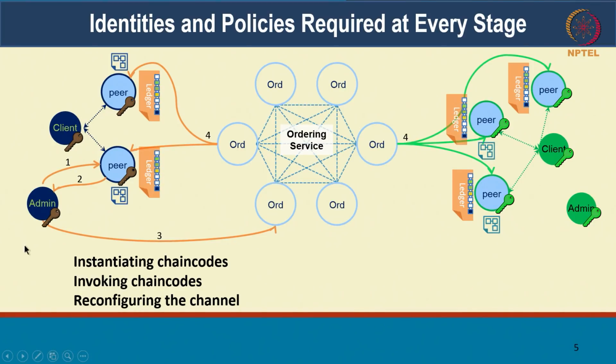Then there is instantiating chain code. This is done at the channel level. Once you have the chain code process itself running, you will have to tell which channels it needs to execute on. So then the admin is going to invoke this instantiate chain code call, and it's going to try and instantiate the chain code for a particular channel.